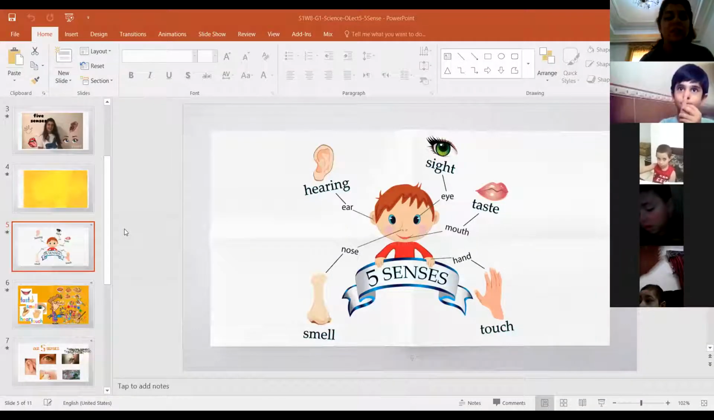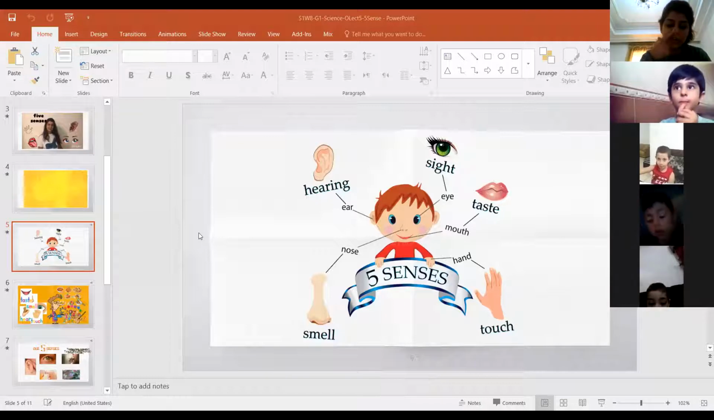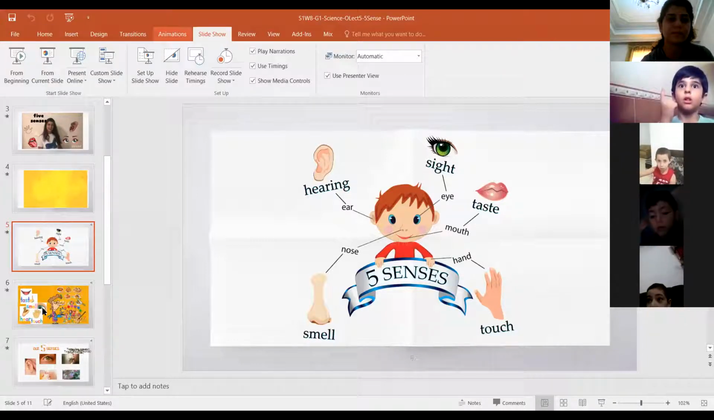Now I'm going to share the lecture, then we're going to solve the worksheet together. I'm sure that you all solve the worksheet. This is the lecture, our five senses. We have our eyes to see, we have our nose to smell, we have our tongue to taste, then we have our ears to hear, then we have our hands to touch.